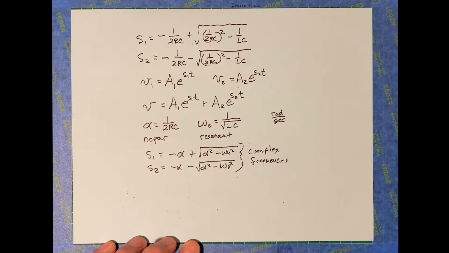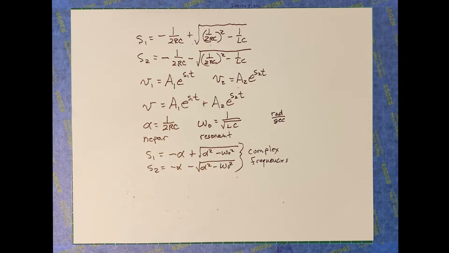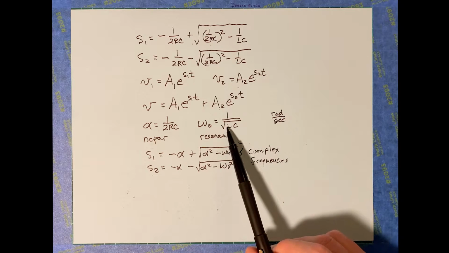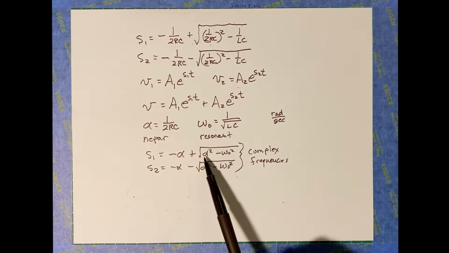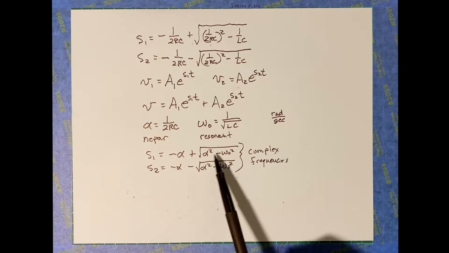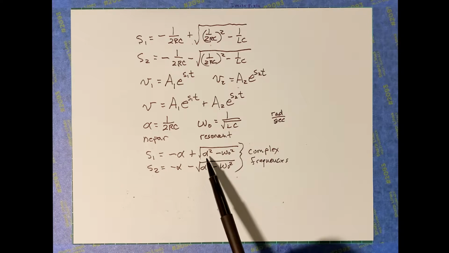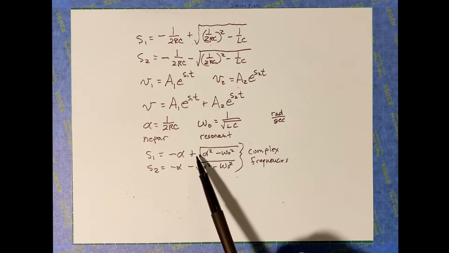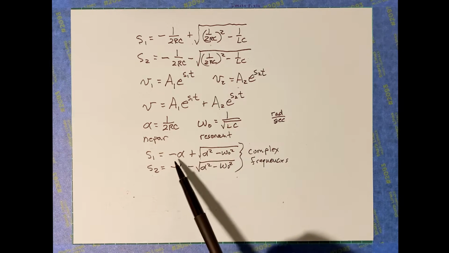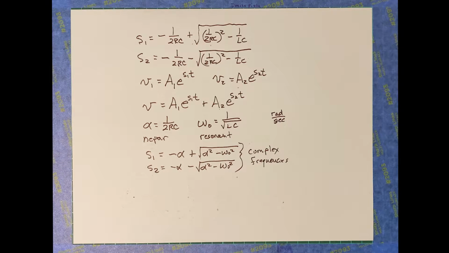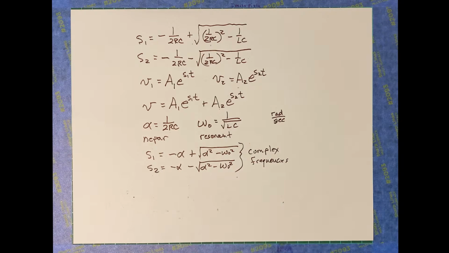The reason they're called complex frequencies, you can probably guess, is because what's underneath the radical could potentially be negative. If omega naught squared is greater than alpha squared, then what's underneath the radical is going to be negative, and this is going to end up being a complex number. The alpha out front will be the real part, and what's underneath the radical will factor out the imaginary number, so you can see it's going to be a real part and an imaginary part to make these both complex numbers. The complex frequencies are called that because of that complex nature of S1 and S2.